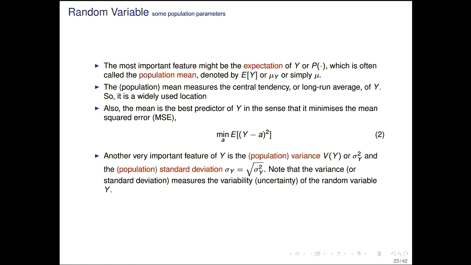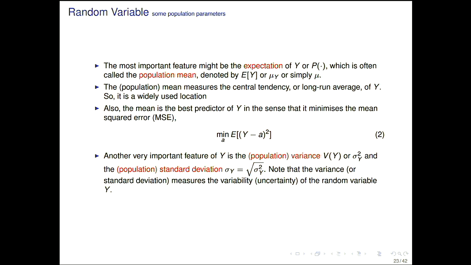What is population mean? Roughly speaking, that measures the central tendency of the distribution, or the long-run average of y. So if you keep observing the random variable y over and over again, then when you take the average, that is going to be close to the population mean. That is what I mean by long-run average. And this population mean is one of the measures widely used for central tendency of the distribution.